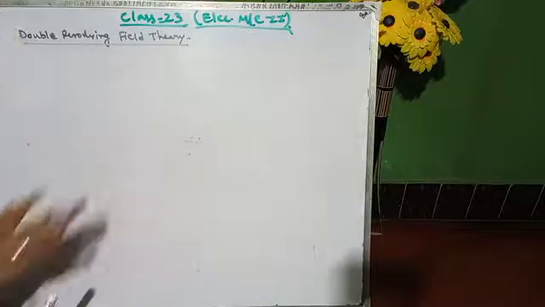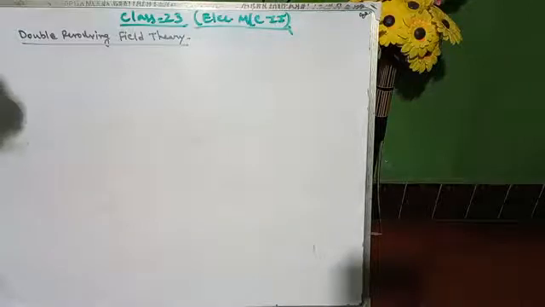This theory makes use of the idea that an alternating uniaxial quantity can be represented by two oppositely rotating vectors of half magnitude.